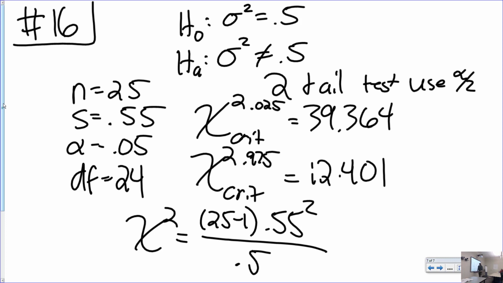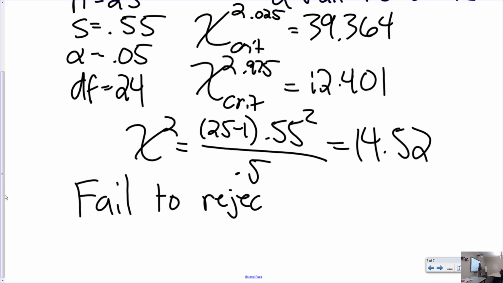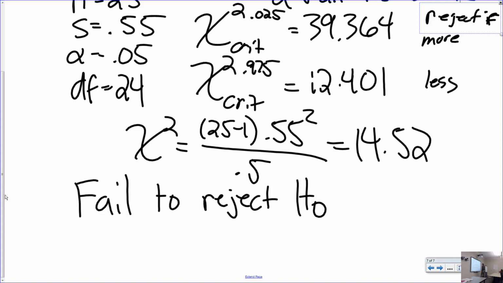So it needs to either be greater than the top one or less than the bottom one. Unfortunately, it is not outside of either one of those, so what do we do? Reject if greater or less. Right, so it has to be outside of those regions. All right, so I apologize for that hiccup. Totally had my brain backwards.